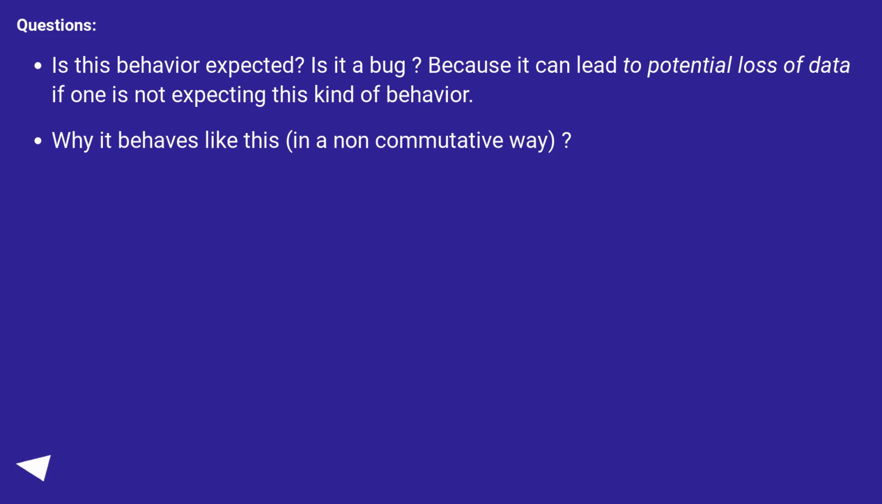Questions. Is this behavior expected? Is it a bug? Because it can lead to potential loss of data if one is not expecting this kind of behavior. Why does it behave like this, in a non-commutative way?